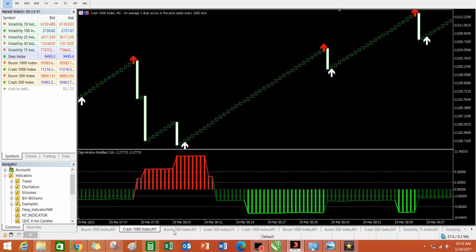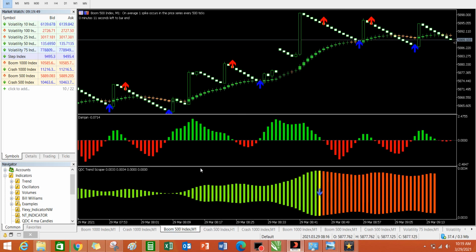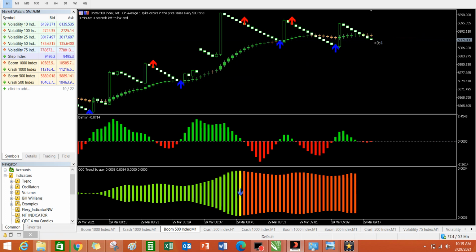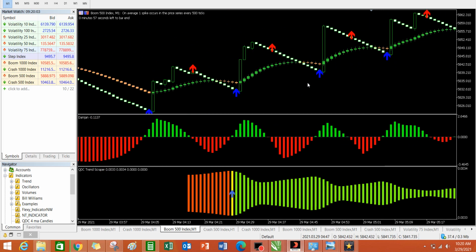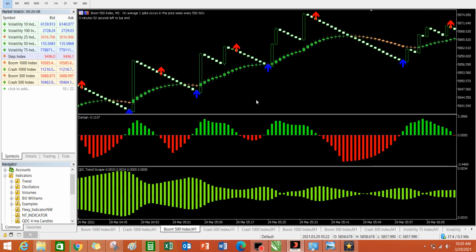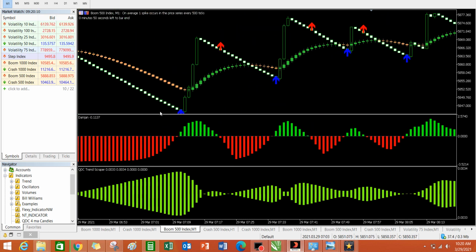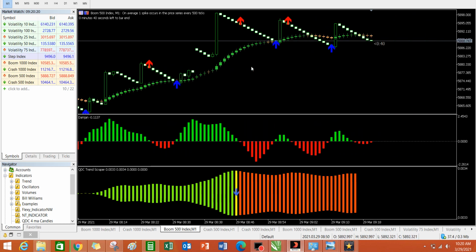So let's check out what is happening with Boom 500. Here I'll be using the scraper QDC scraper indicator. It is an amazing indicator that helps you know the trend of the market. If you look at it, it's been on a very long uptrend from here. It's been spiking up and up and up, and it came down to this level because it reversed back a bit. But if you check it out, it is still on uptrend, so it started spiking up again, till this level.